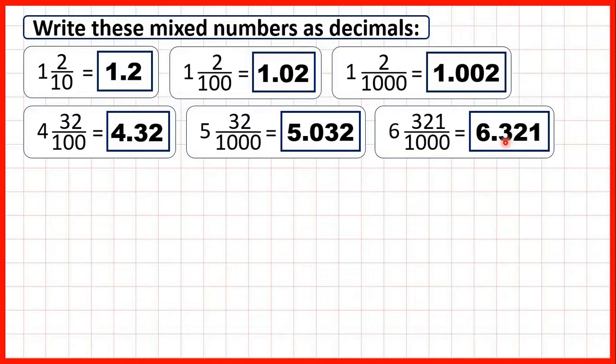So notice, when the denominator is 10, that's 1 zero, so when we write the number, we have 1 digit after the decimal point. When we have a denominator of 100, that's 2 zeros, so we have 2 digits after the decimal point. And when we have a denominator of 1,000, that's 3 zeros, so we have 3 digits after the decimal point. Now let's take a closer look at these last 2 questions.